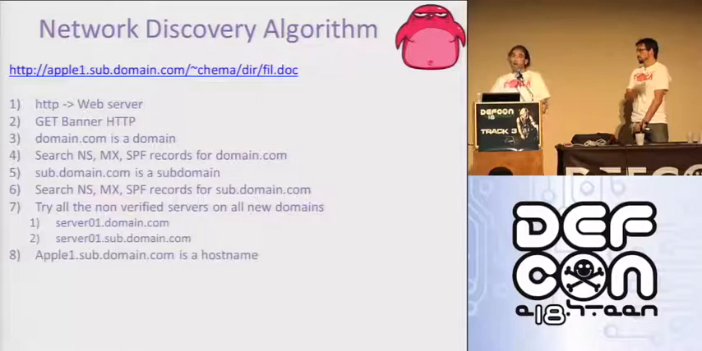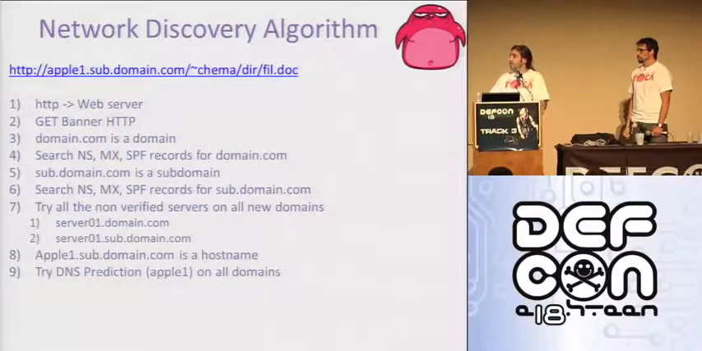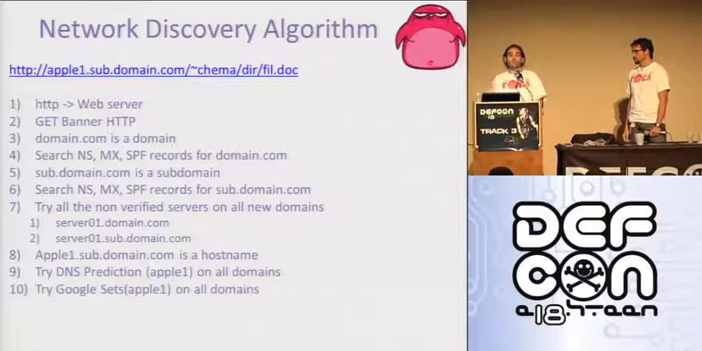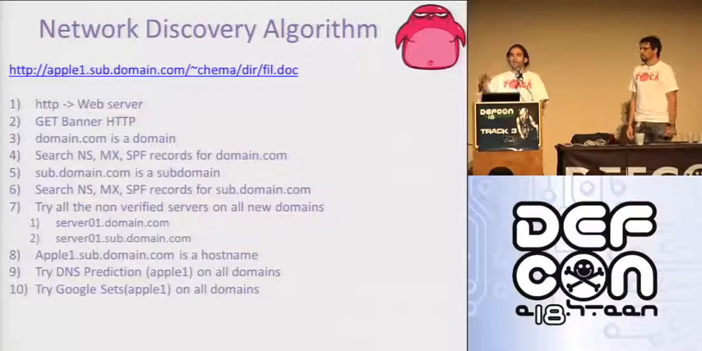Of course, Apple1 is a host name, and Apple1 is the name of a server. So we can try to add DNS prediction, looking for Apple1 to Apple10, and so on. And we can do the same with Google Sets. We can ask Google for a list of words related to Apple and try to discover more servers.